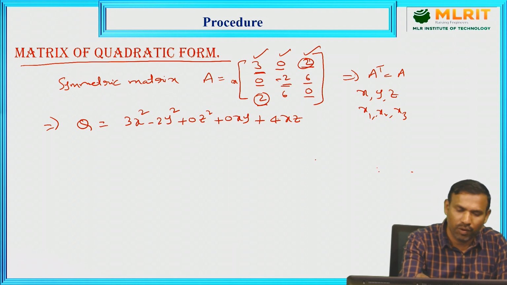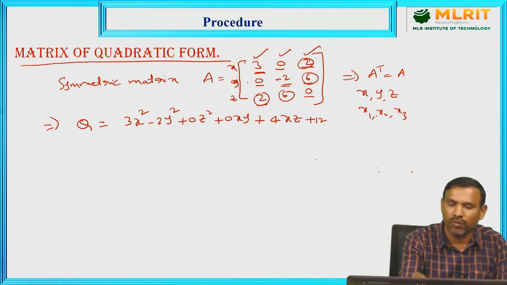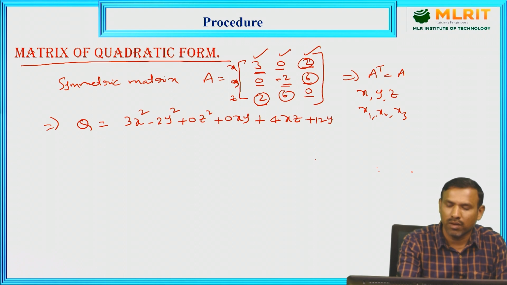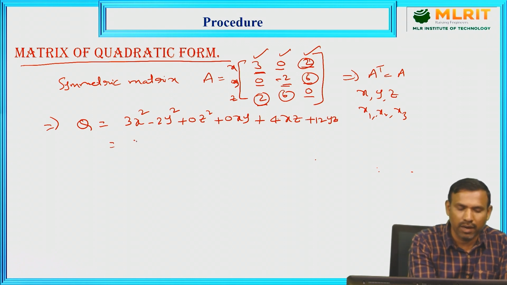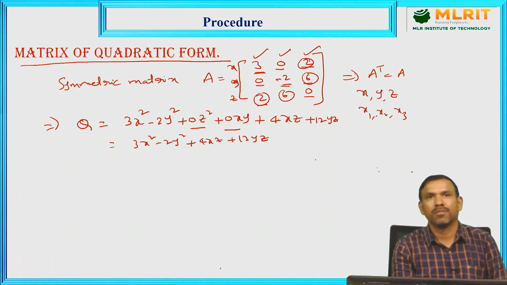So for y and z, this is x, this is y, this is z, y into z. So here 6, here 6, 6 plus 6, 12. So here y and third column z, that is 12yz. Finally you can write 3x square minus 2y square, this is 0, this is 0, and remaining 4xz plus 12yz, right. So clearly it is a quadratic form.